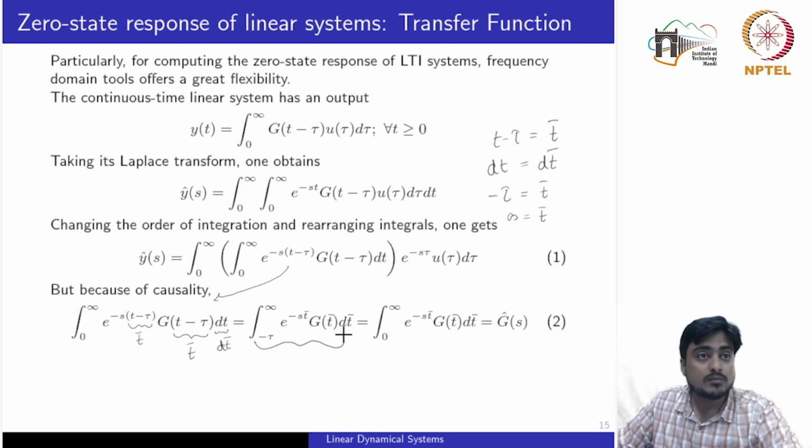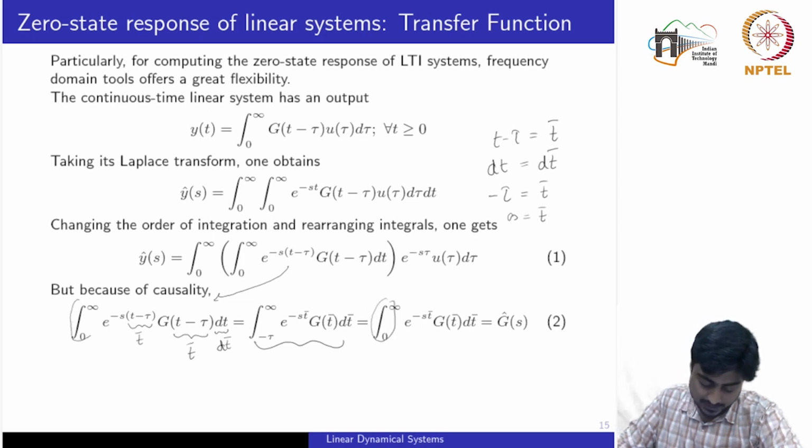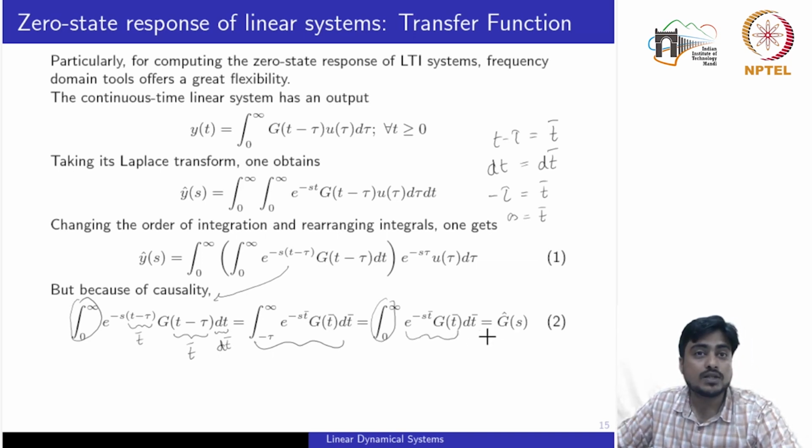Now since we know that our system is causal, we cannot have this lower limit below 0. So it has to start from 0, otherwise the system would not be causal. So we start with 0 to infinity. So this integral would now remain the same, and this part can now be written as the Laplace transform of the impulse function, which was defined in the time domain.